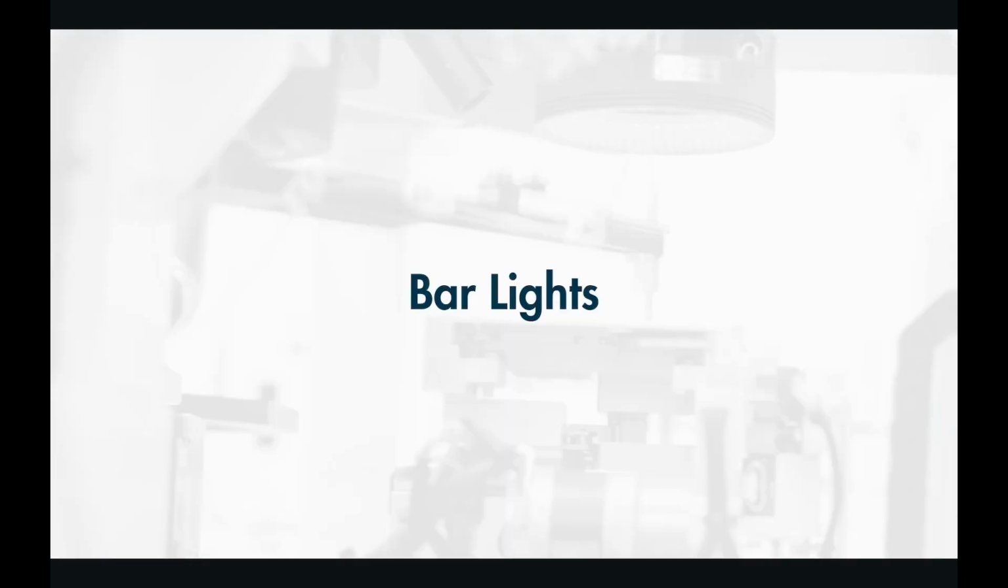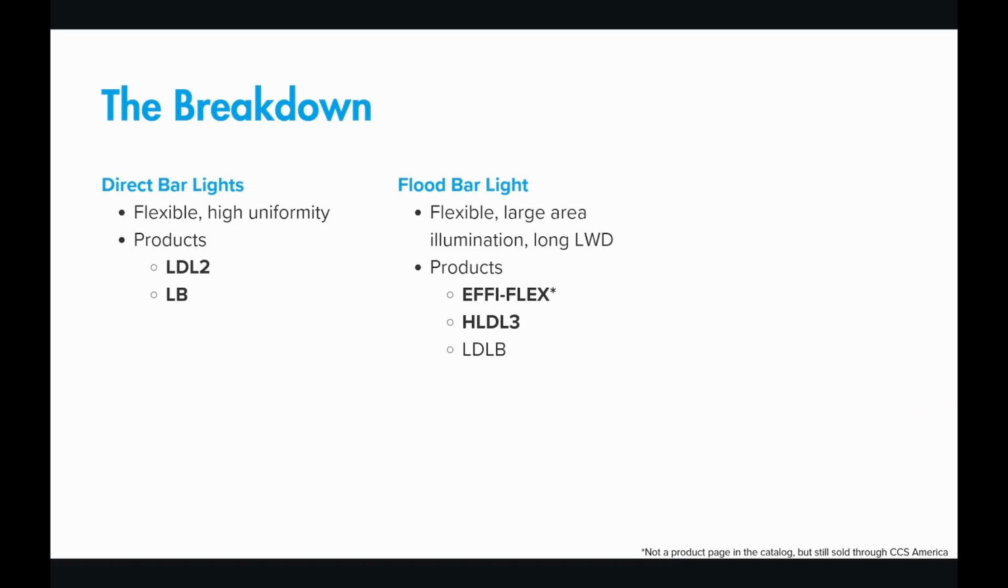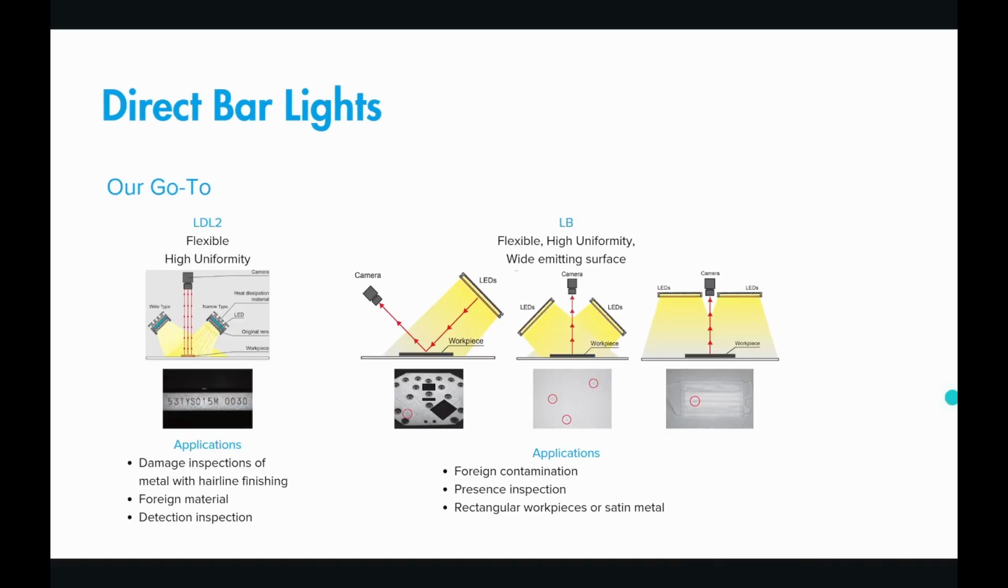Next up is bar lights. We have direct bar lights and flood bar lights. The go-to for the direct bar lights is the LDL2. These have a lot of LEDs. They're backlit bar lights, and they shine down onto a sample. They're very flexible, in terms of how all bar lights are. They can be mounted at a low angle. They can be mounted more straight down for uniformity. They solve a large variety of applications.